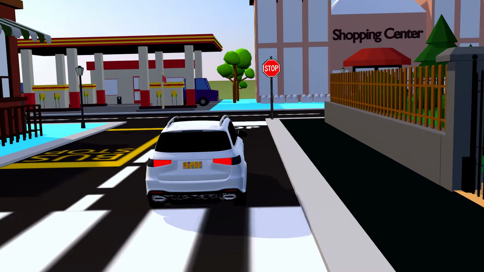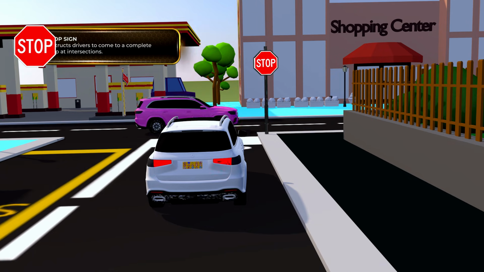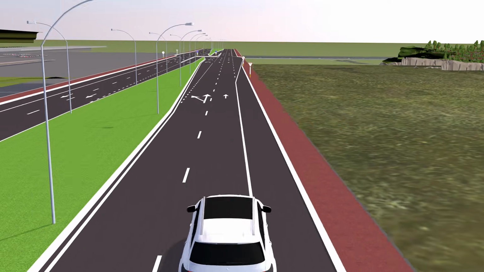First, this is the stop sign, and it means that drivers must come to a complete stop at the marked line or intersection. It's a critical sign for preventing collisions and ensuring everyone has a fair chance to safely proceed through the junction.